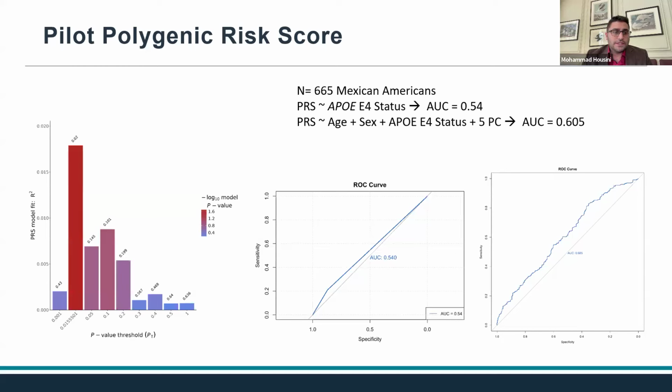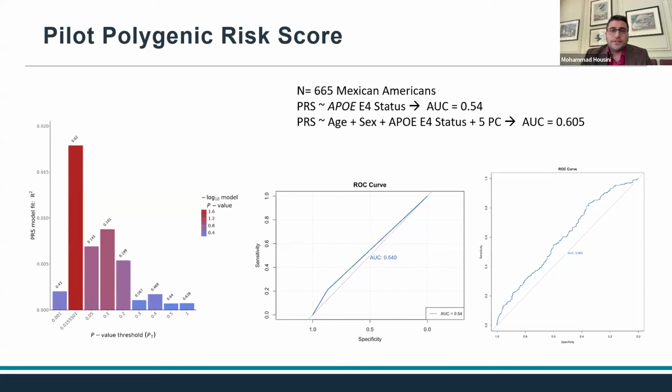And on the left, you can see the p-value thresholds. There's a variety of them, but the one that reached the best fit, in our case, 0.015, indicates that this is a good direction for the pilot study. So it's reaching significance. And we constructed two models. The first model only took into account the ApoE4 status, and that yielded an area under the curve of 0.54, which is only a little bit better than chance, but that's what we would expect for this one.